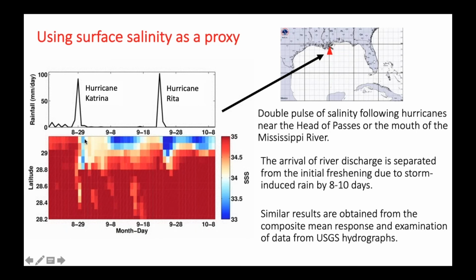Then approximately 8 to 10 days later, you have a second freshening, a bigger pulse, and this time it prolongs for more days than the initial pulse. The initial freshening is due to the rainfall when the storm is passing over that location, and 8 to 10 days later, you have the flood from the river, which causes the second pulse in sea surface salinity. This is again seen during Hurricane Rita, approximately a month later.